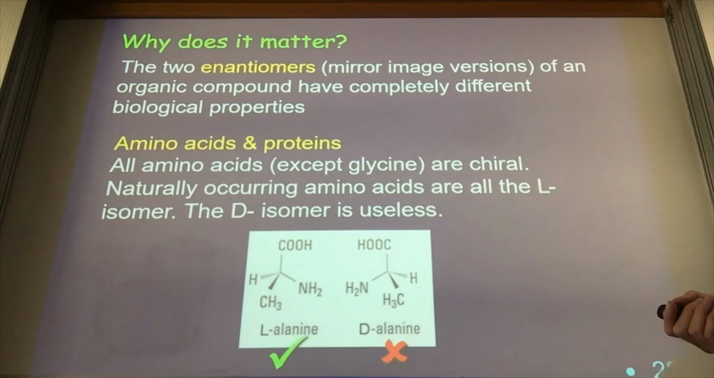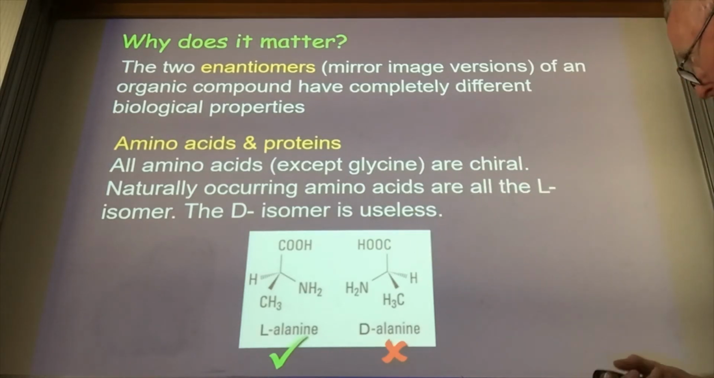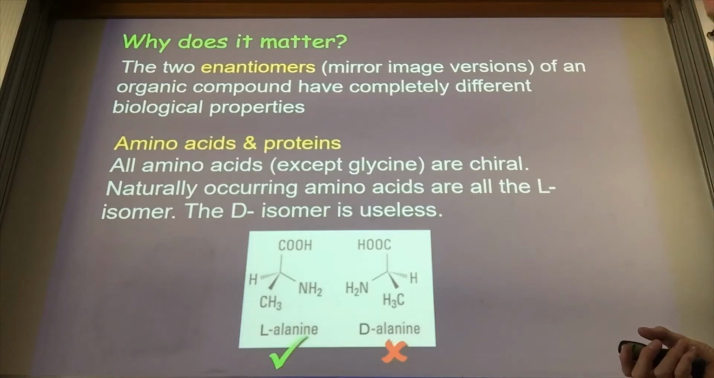Now, the two enantiomers, the two mirror image versions of a chiral compound, have completely different biological properties. That different arrangement of particular atoms in space affects all sorts of things to do with protein functioning, enzyme activity and the like. So they are crucial biologically.